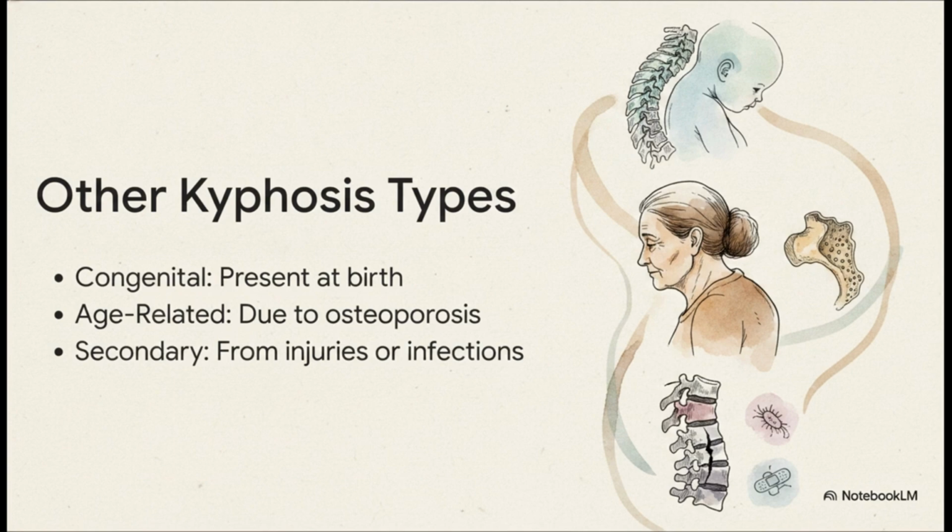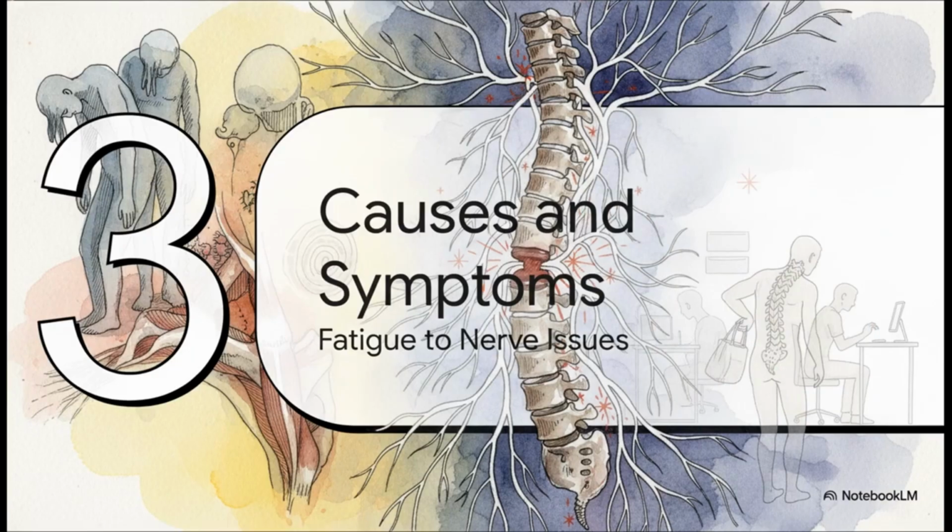Secondary kyphosis. This is a consequence of other events like spinal trauma, a destructive infection, or neuromuscular disorders like cerebral palsy and spina bifida, which impair the body's physical ability to hold the spine upright. This brings us to Section 3. Causes and clinical symptoms. Here's where the stakes escalate rapidly, going from simple muscle fatigue to severe nerve compression.